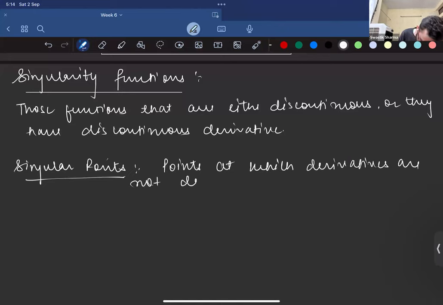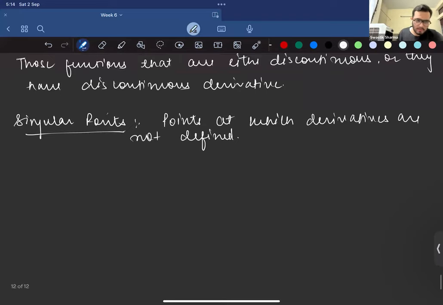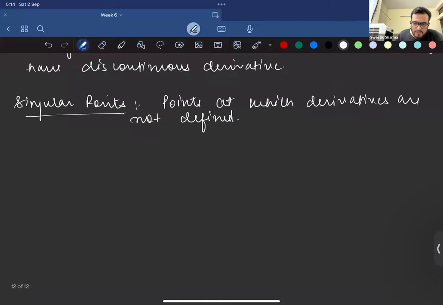Definition. So there are many singular functions you may come across, but we'll go through only three main singular functions. One is a unit step function. So what is a unit step function?